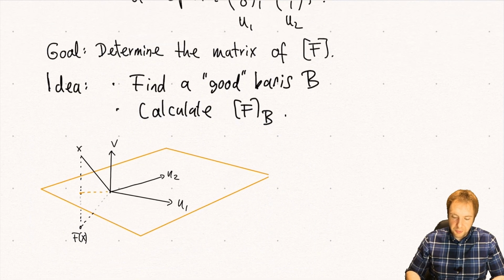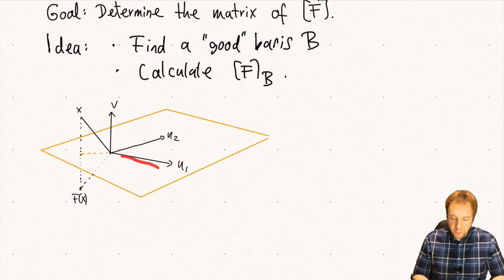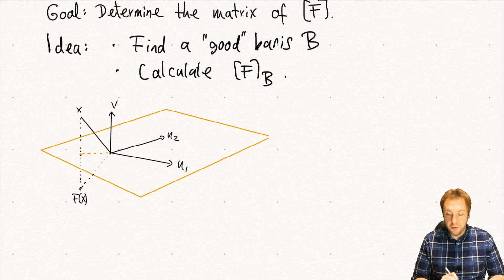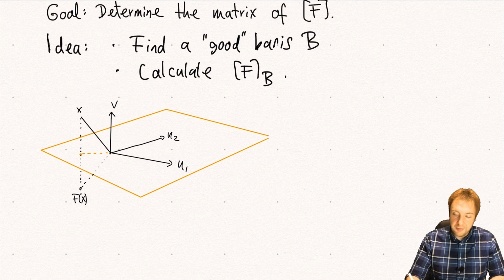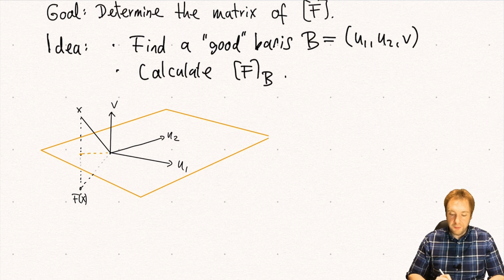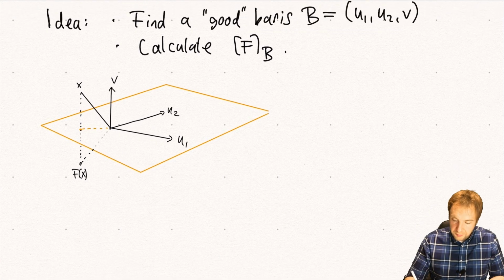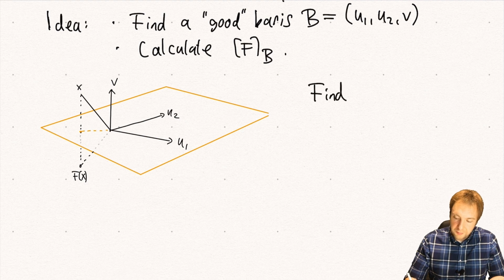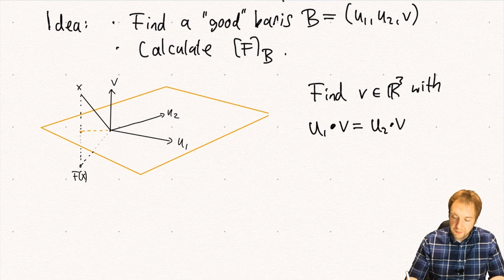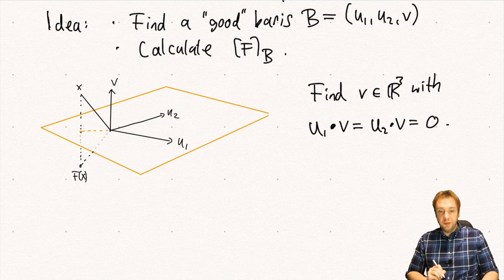So here we now have the plane spanned by u1 and u2. And what I want to find is a vector v which is orthogonal to u1 and u2. And the basis I want to write down then is u1, u2, and v. Okay, so find v in R3 with u1 dot product v equals u2 dot product v equals 0.